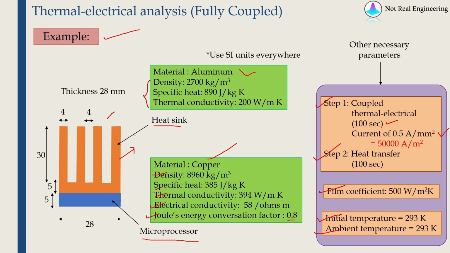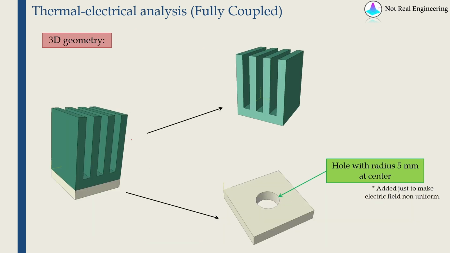Now, one most important thing over here, which I cannot stress enough: always double check your units. All of these properties are given in SI units. We will stick with SI units. That's why I converted this current value also to ampere per meter square. We will use this value, not 0.5. And these dimensions for the geometry are all in millimeters, so remember to convert them to meters. Now this 2D figure doesn't give an accurate representation of the geometry, so I will just show you the 3D geometry as well. This top green part is the heat sink, and this bottom part is the microprocessor. Instead of having just a rectangular microprocessor, I modeled one hole over here with radius 5 mm just to introduce some non-uniformity and in a way to make our problem more interesting.